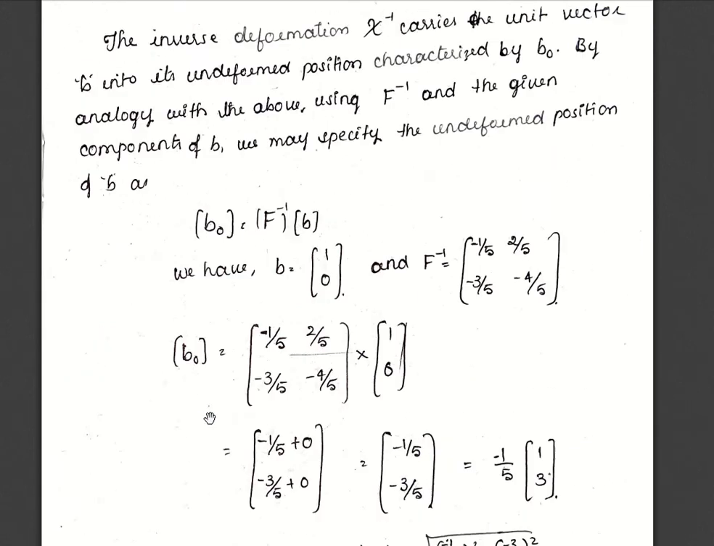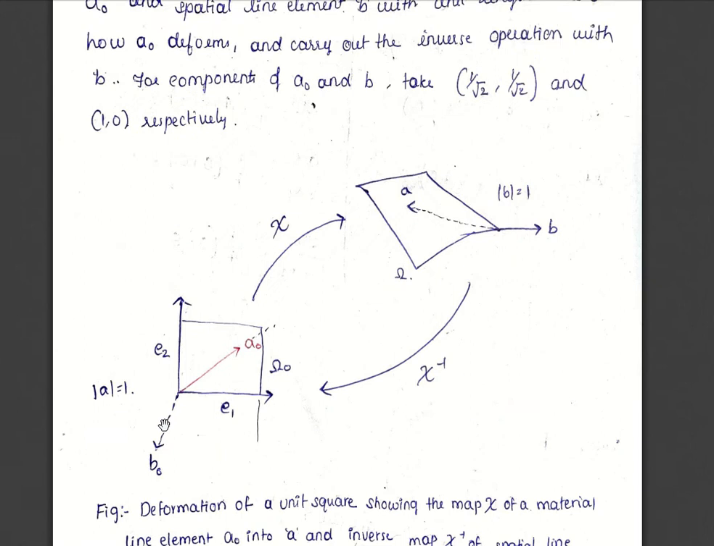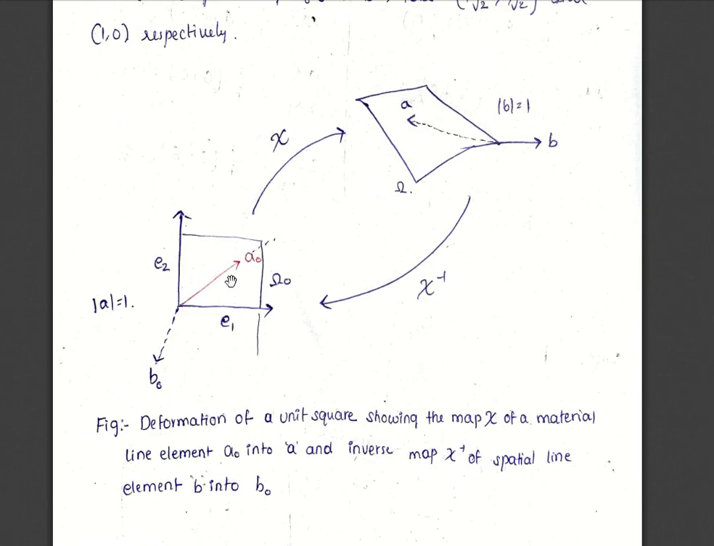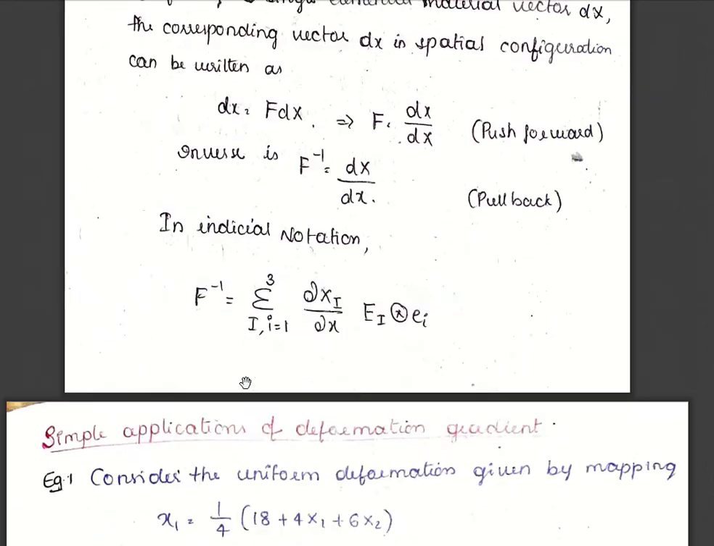You need to observe this, and the figure shows these two values. Here we have a, initially 1 unit, and this is b naught, newly deformed, with root 2 by 5 as its magnitude. And a naught, when deformed, has the new value root 5, and b, which is existing, after the pullback operation becomes root over 2 by 5. That is how the vectors change their lengths, their magnitudes. We can find this by using the deformation gradient.